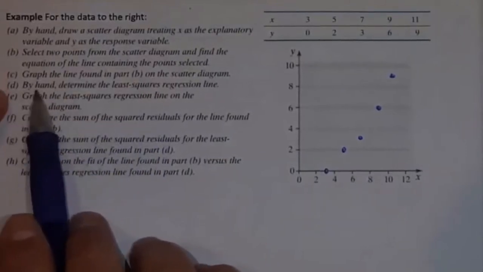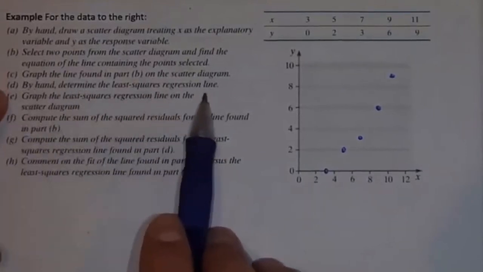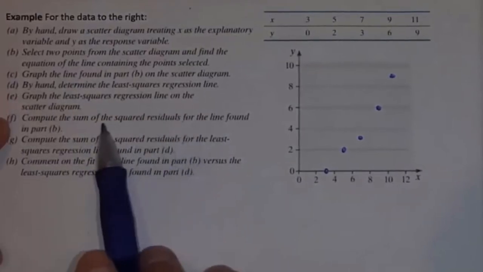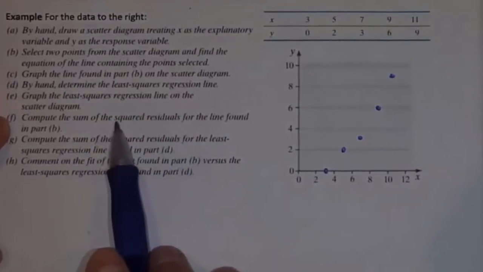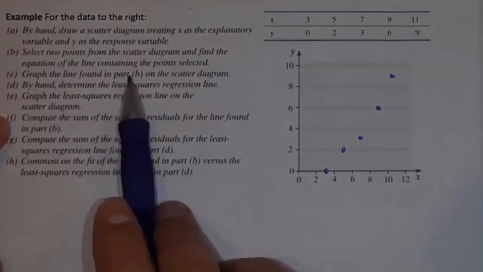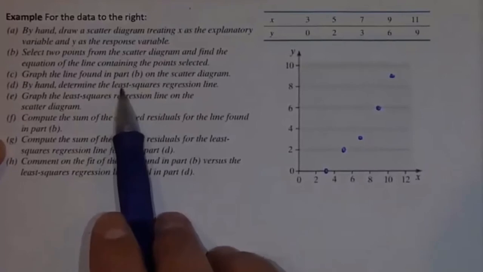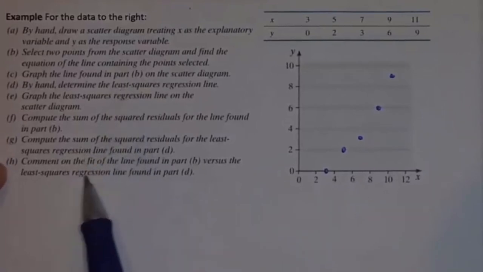In part D, we're going to by hand determine the least squares regression line, and we're going to graph that as well. Then we're going to compute the sum of squared residuals, both for the line we found in part B, and for the line we found in part D, the least squares regression line, and we're going to comment on the fit of the 2 lines. So the point's going to be that the least squares regression line is the better fit.